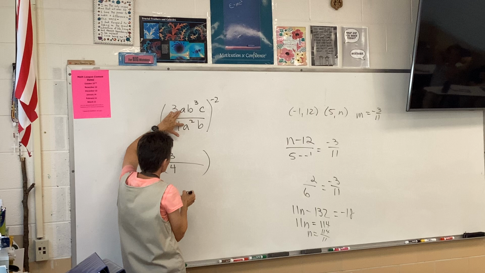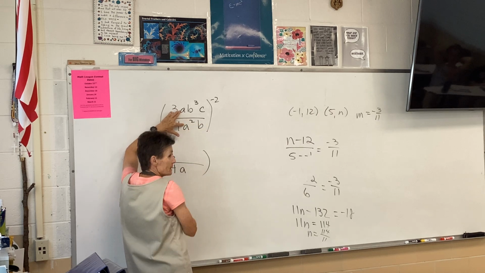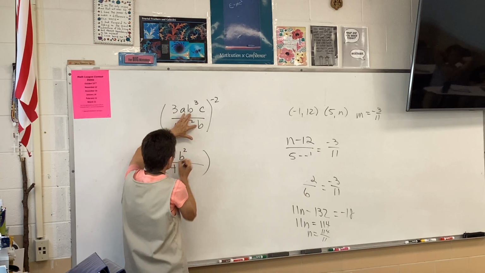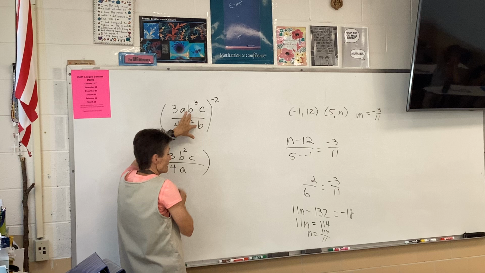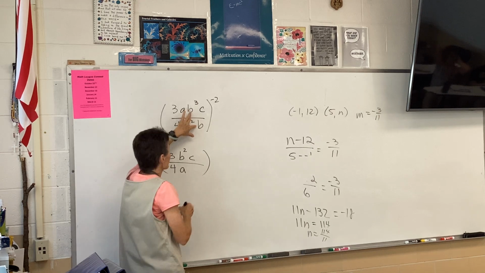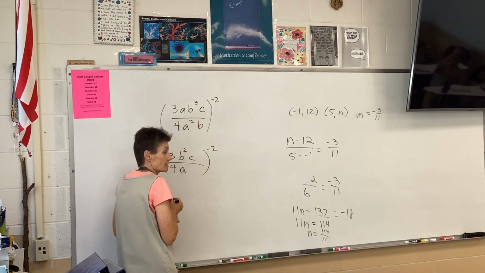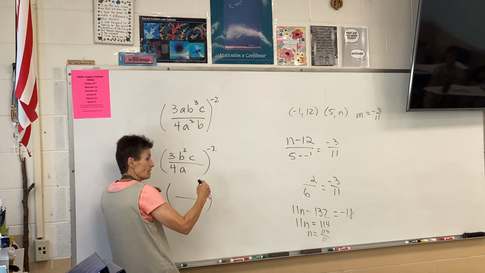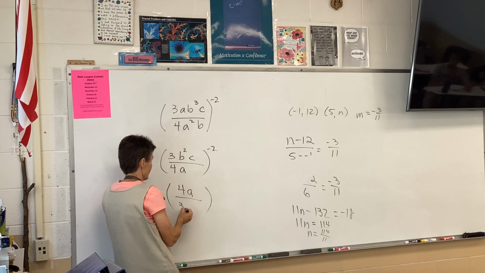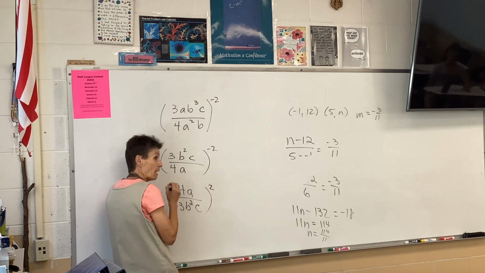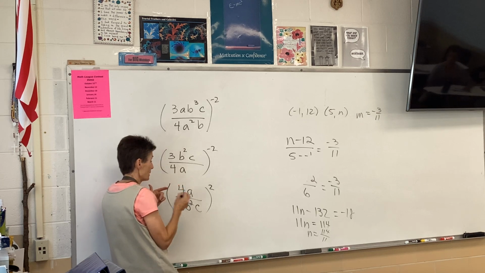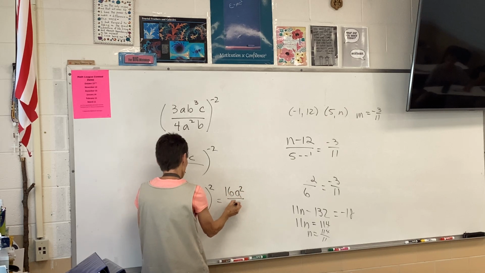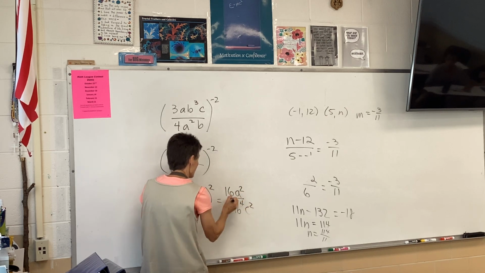What happens with my A's? They cancel and leave 1 in the bottom. My B's cancel and leave 2 in the top. And my C's up there? Now, it's to the negative second. So the negative flips the entire fraction. Now it's to the second. And now I'm going to square everything and have 16a squared over 9b to the 4th c squared.